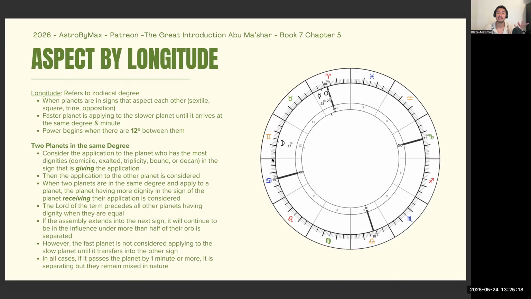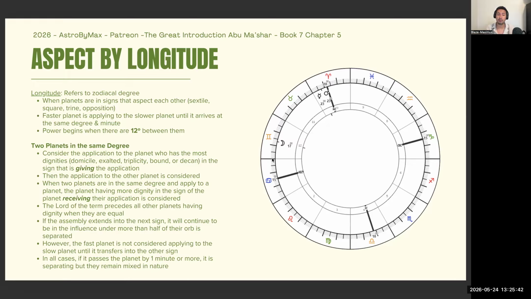This is if like Venus and Mars are going to Jupiter, for example, because Venus and Mars are both faster, but Jupiter is the slower one. And then if both of those planets were in that same degree, the planet receiving the application would be considered there. So in that case, it would be Jupiter out of Mars and Venus because Jupiter is receiving their application.